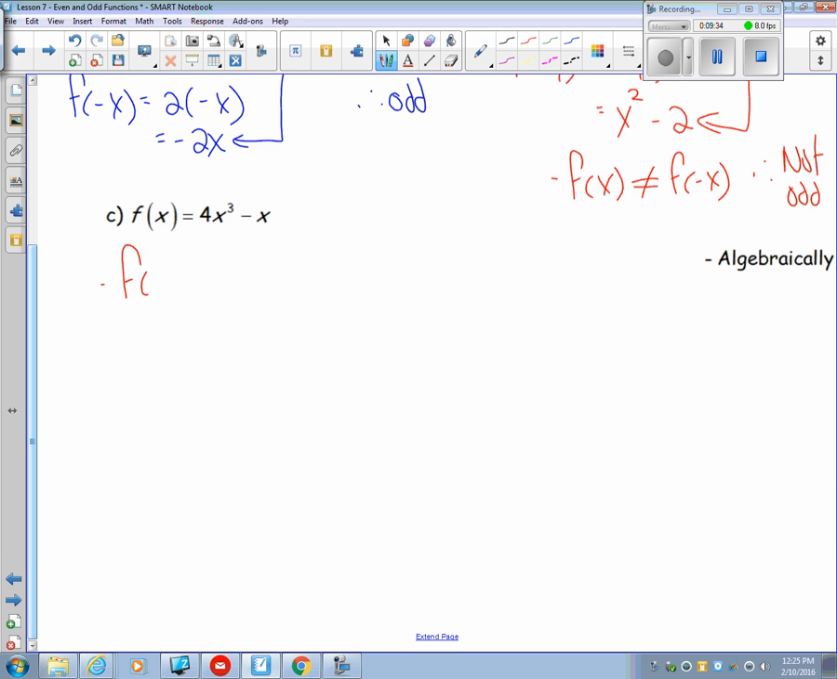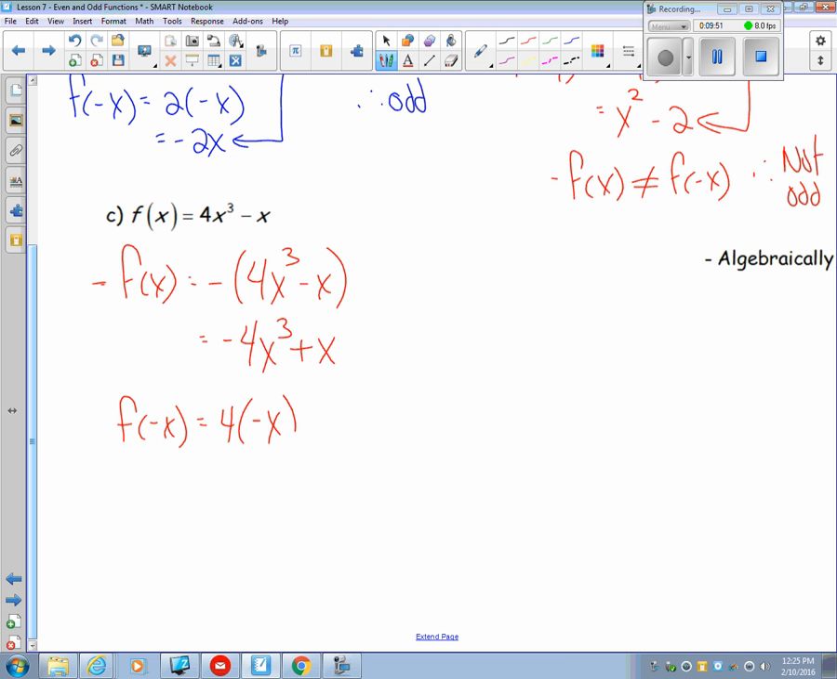Okay, last one. Let's take the negative of the function. So the negative of the whole thing. Expand my brackets. I got a plus x this time. Or if I take the negative x version, so 4 times negative x to the 3 minus negative x. Negative x to the 3, that's 3 negatives. That's going to be a negative answer. So this comes out to negative 4x cubed. And when I subtract a negative, two negatives beside each other make a positive.